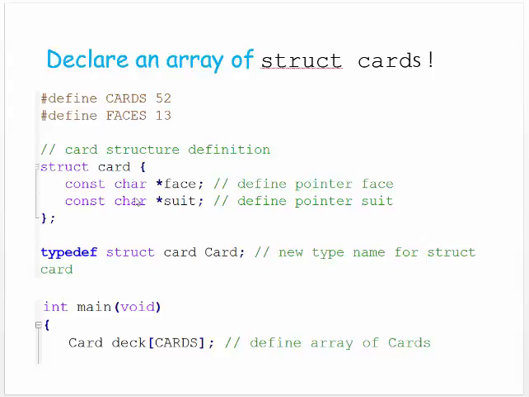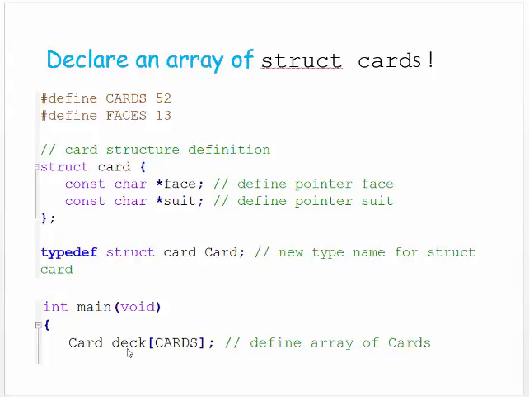So here I defined my structure card. It's this card structure definition. Here I did my alias. I did a typedef so that I don't have to write struct card all the time. And down here I've defined an array of cards called deck.